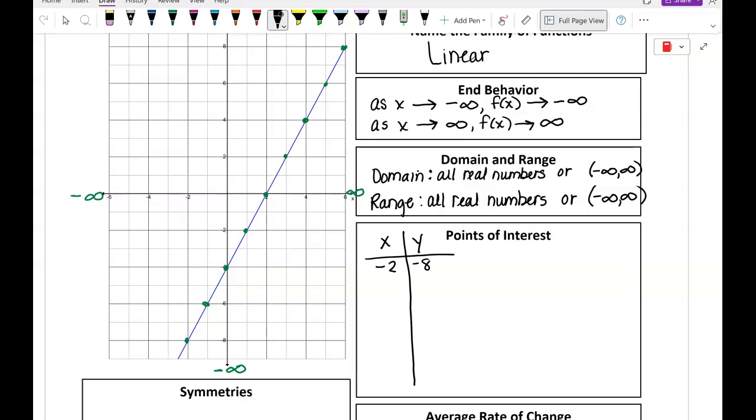So (-2, -8), (-3, -6)... no, -1, not -3. Going the wrong way. (-1, -6), (0, -4), (1, -2), (2, 0), (3, 2), (4, 4), (5, 6), (6, 8). So those are all different points that I can identify on my graph. And like I say, depending on the function will depend on how many points you can identify.